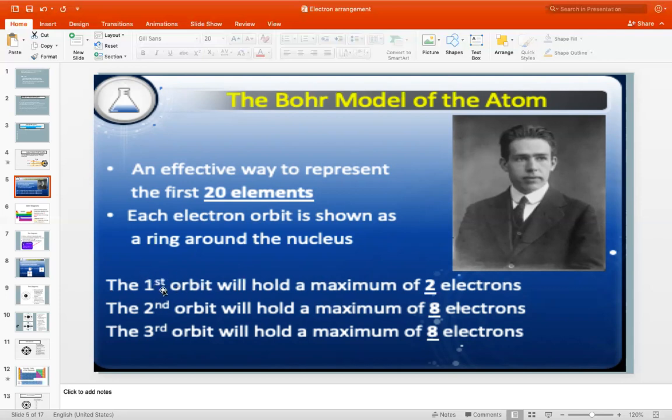So the first orbit, it will hold a maximum of 2 electrons. The second orbit, or the circle you can say, it will hold a maximum of 8 electrons, and the third one will also hold 8 electrons. So what does that mean?